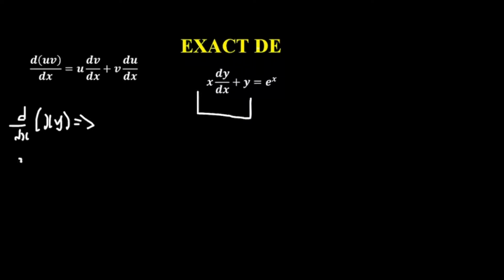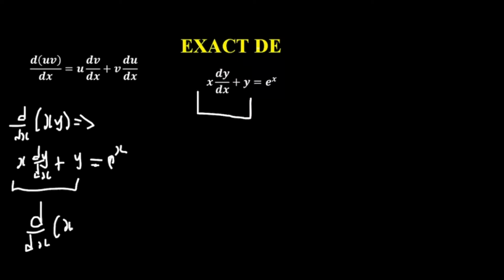So basically, if we keep x constant and we differentiate y with respect to x, we are going to have dy/dx, plus, now if we keep our y constant and we differentiate x with respect to x, we're going to get 1. So this will simply be equal to e to the power x. So clearly we see here that the derivative of xy is the same as the left hand side. Therefore, instead of writing x dy/dx plus y, we're going to write d/dx of xy equals e to the power x. So this is very clear.